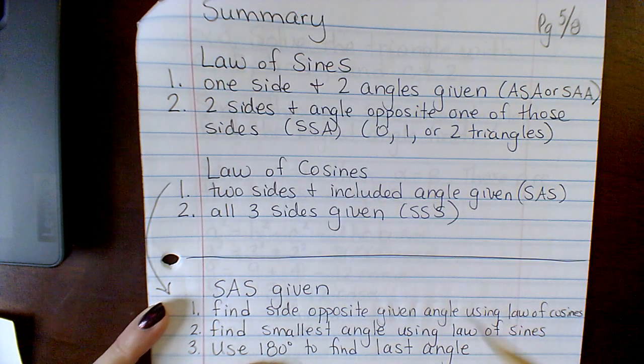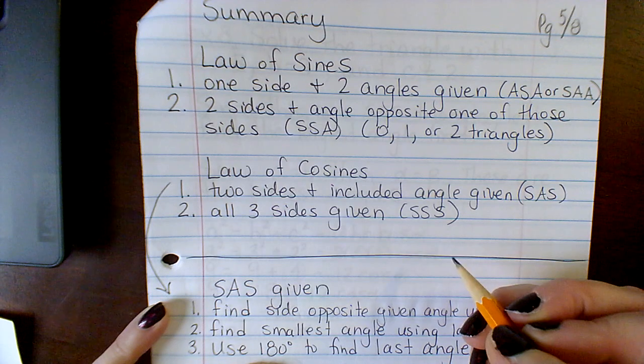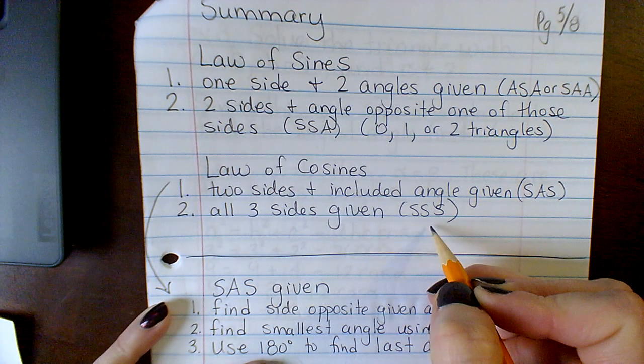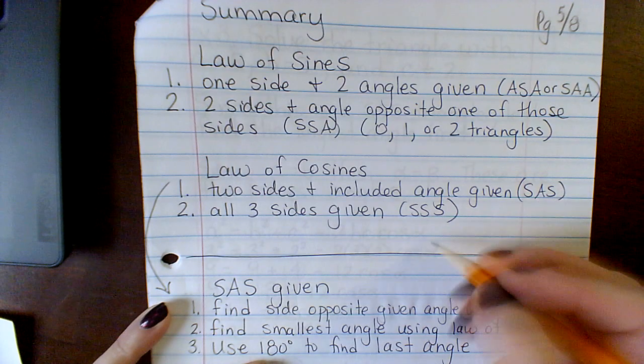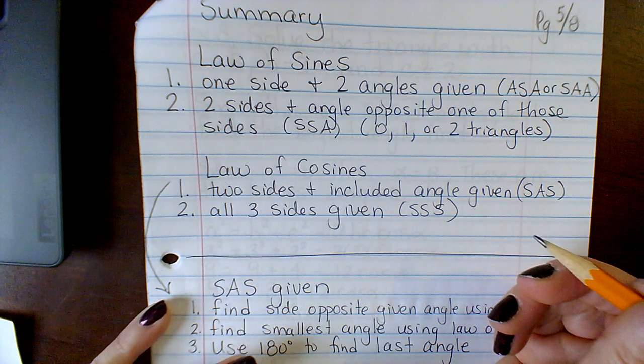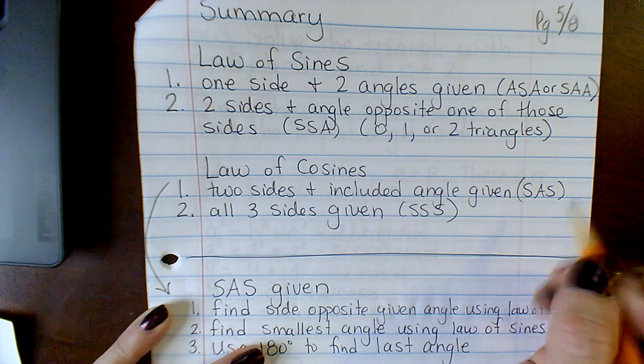For the law of cosines, we're going to use it whenever we have two sides and the included angle, or side angle side, or all three sides given. Now, you might say, well, why don't I just use the law of sines? Because I really like the law of sines. Well, you can't. You don't have enough information to use the law of sines. So that's why the law of cosines comes to the rescue.